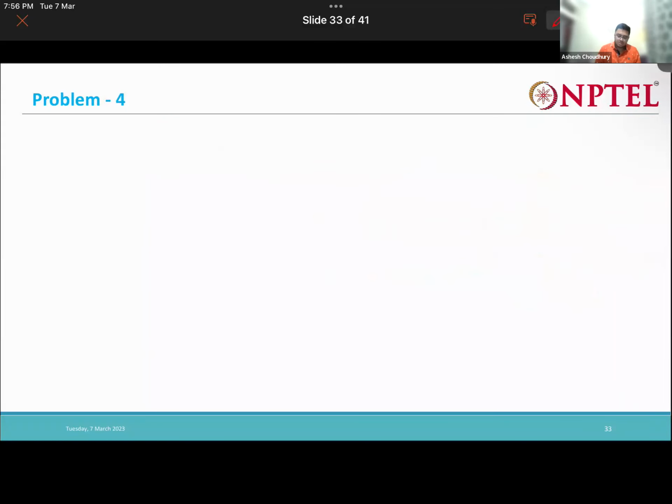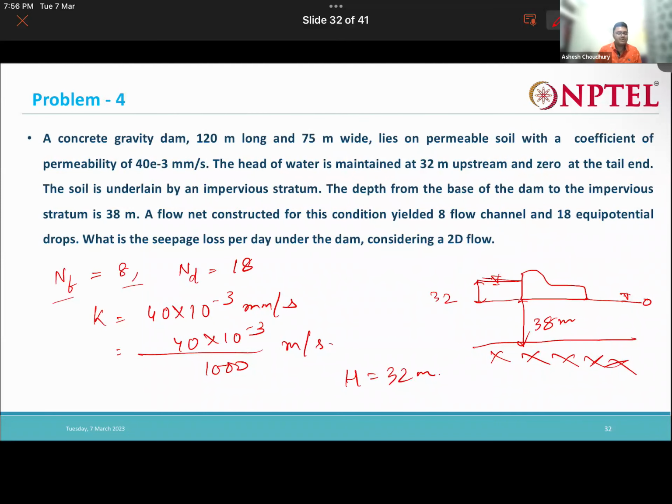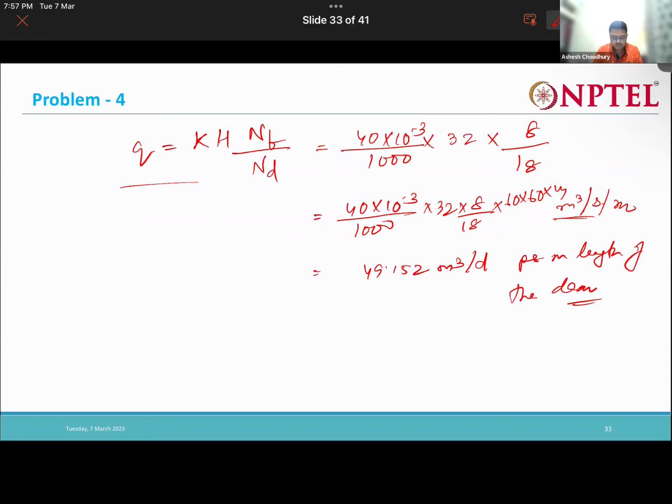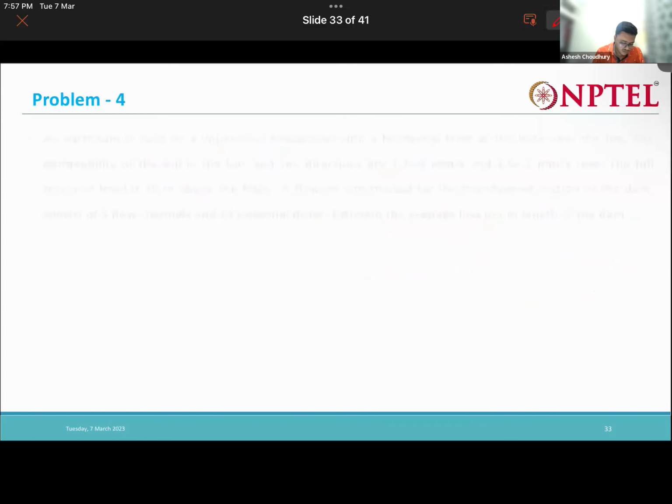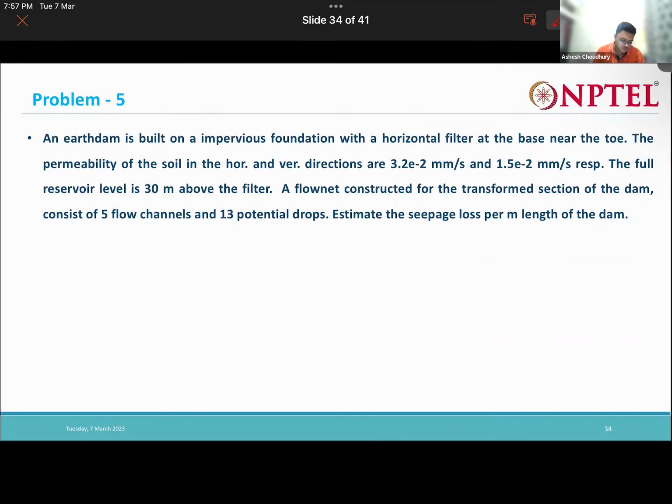Here NF and ND were given to you. But generally, if this is not given, it won't be known to you. So what we need to do is, in a proper scale, draw our hydraulic structure, then draw the flow lines and the flow net, and count the number of flow channels and the number of drops. Then you need to use this relation to determine the flow. The next one is also similar to that one.